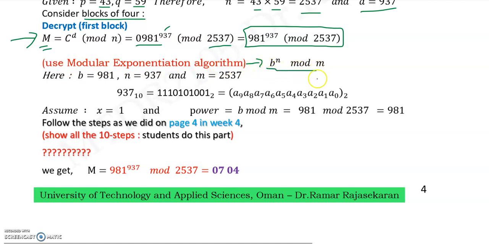Now you see, this is the required one. This expression is equal to this form. If you compare, you can write the values of b, n, m. Now we are going to apply the modular exponentiation algorithm. What is the value of b? That is 981. What is the value of n? That is 937. What is the value of m? 2537.